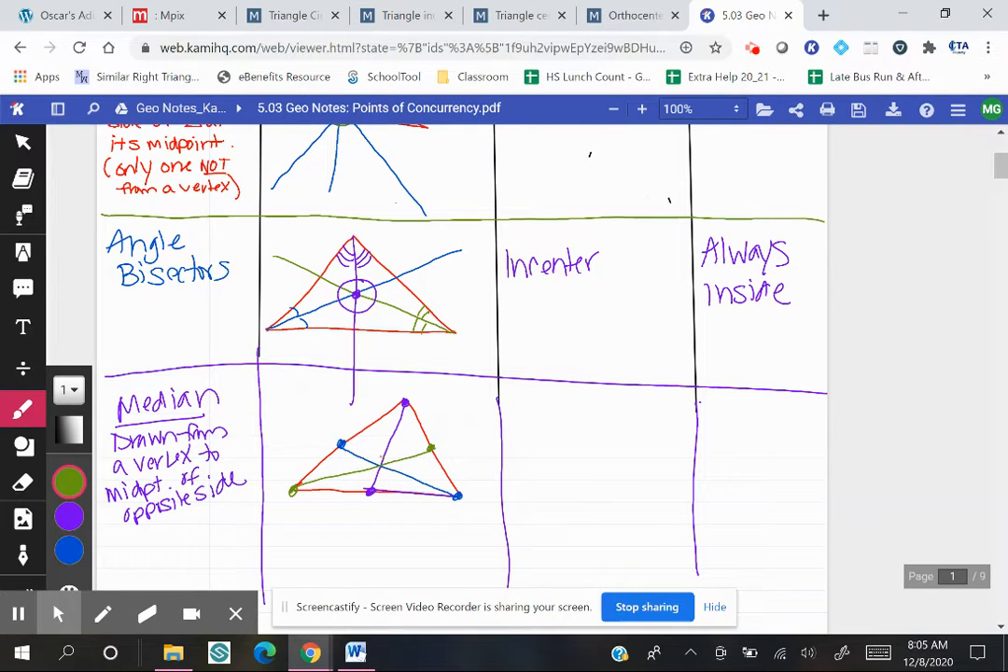So you see here, that point right there is our point of concurrency. So it's where all three lines meet. That one is called the centroid. I always remember as median, think meteorite, centroid. That's how I remember. All right, let's look at your centroid now.